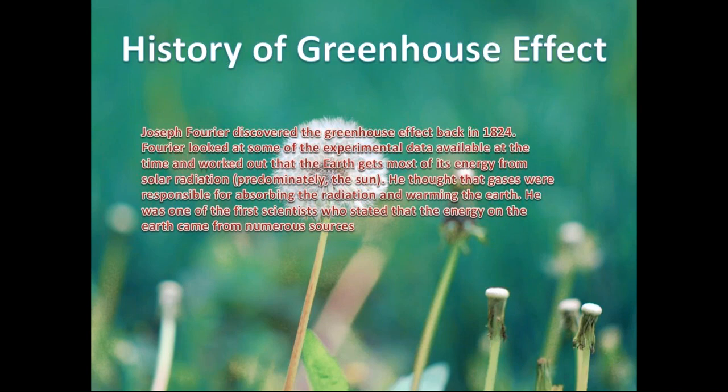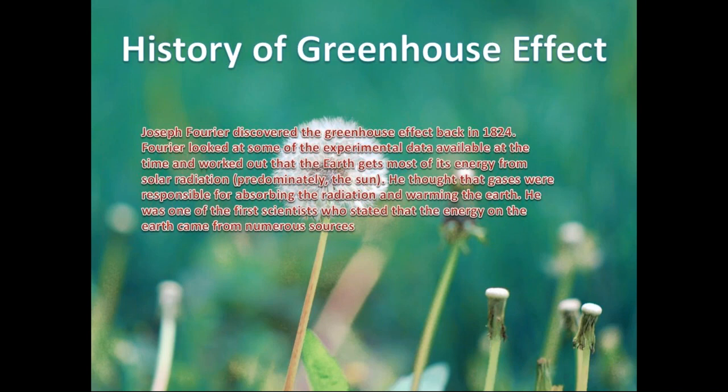So what I'm saying in effect is this. Joseph Fourier was the first person that discovered the greenhouse effect back in 1824. He looked at some experimental data available at the time and worked out that the Earth gets most of its energy from the solar radiation, just as we've explained. The Earth gets energy, that's heat, from the solar radiation. So he thought that gases were responsible for absorbing the radiation and warming the Earth. He was one of the first scientists who stated that the energy on the Earth came from numerous sources. But that was where his research actually ended.